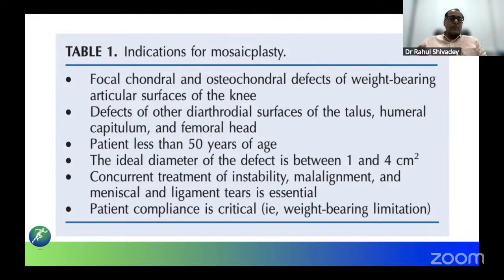and any other meniscal or ligament tears have to be simultaneously addressed. And the patient compliance, especially in terms of limitation of weight bearing, because these patients will not be weight bearing for at least 3 to 4 weeks after the surgery, and their return to sports will be only after 5 to 6 months. So you need to inform the patient about this.